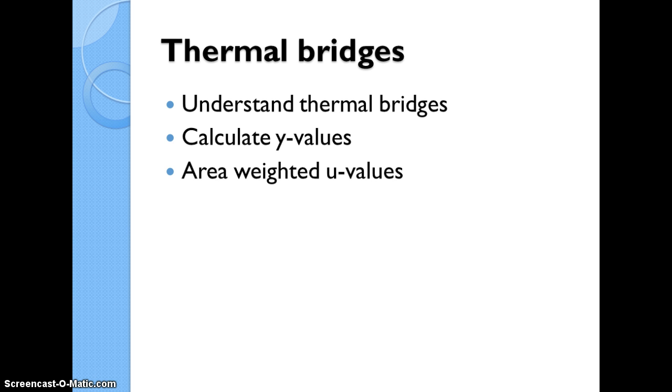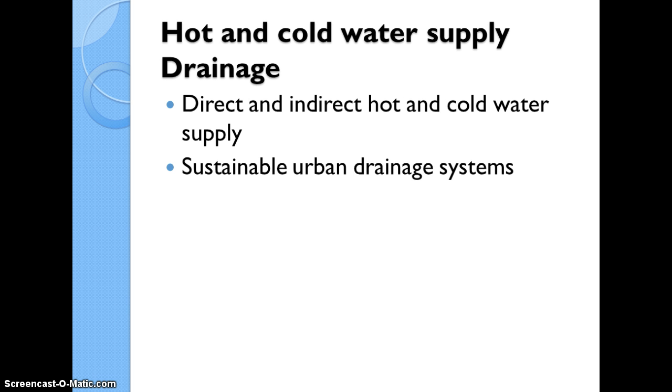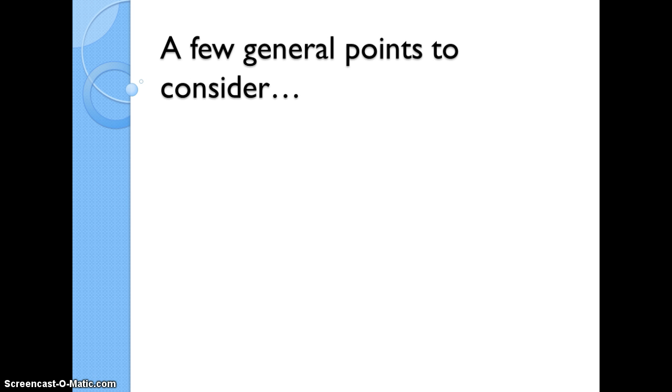You also need to understand the importance of thermal bridges. We spent quite a lot of time looking at calculating Y values and indeed calculating area weighted U values. So you need to go over that aspect of the module. And you also need to remind yourself of the coverage of hot and cold water supply and indeed drainage, so both direct and indirect hot and cold water supply, and you spent some time looking at sustainable urban drainage systems with Colin. So those are the main areas for part C.